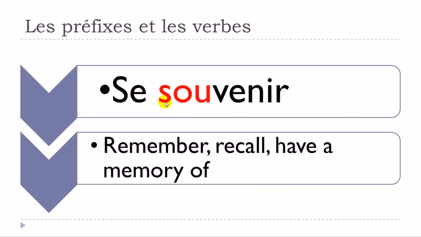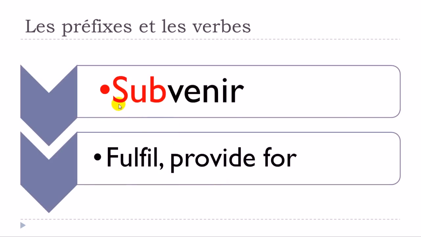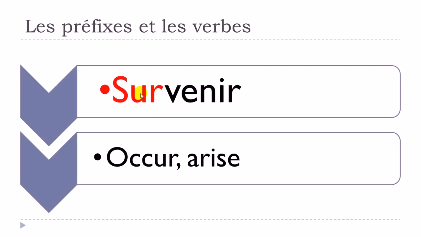And so it's possible to add this SOU, sou, okay, and the verb is réflexif, réfléchir, sorry, se souvenir. It's also possible to add this SUB, sub, subvenir. And the last one, SUR, sur, survenir.